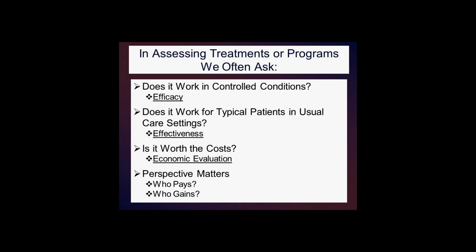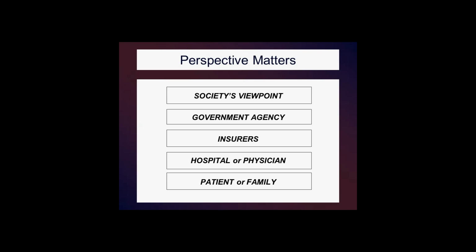And when we're asking those questions, the perspective that you take matters a lot. Who wins and who loses, who pays. So different points of view. The gold standard is a text called Cost Effectiveness in Health and Medicine, and that is the U.S. Public Health Service Consensus Panel statement on how we should do all this. And it's called the gold standard because Marcia Gold edited the book.